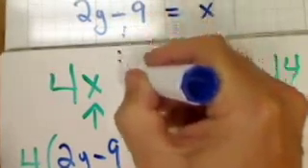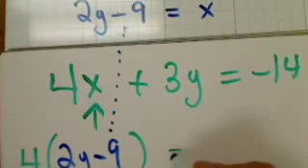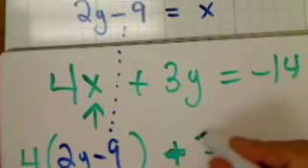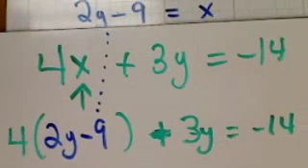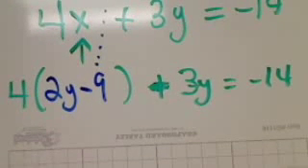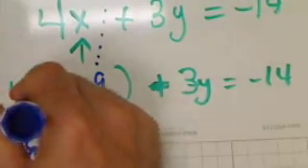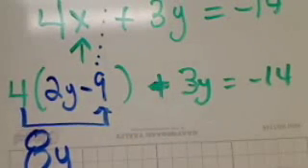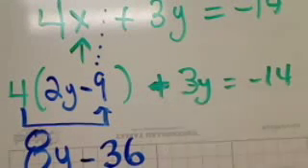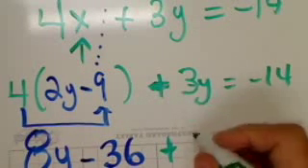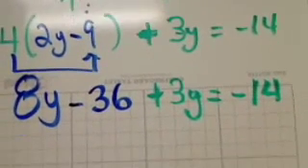So I just take this and put it right in there, and I still have plus 3y equals the minus 14 on the right, so I've got to keep that going. And now I just simply work that out. The 4 times 2y is going to be 8y. Don't forget we have to distribute the 4 to the minus 9 as well. That's going to be negative 36. I'll still have the plus 3y equals negative 14 on the right side, so that's still going.